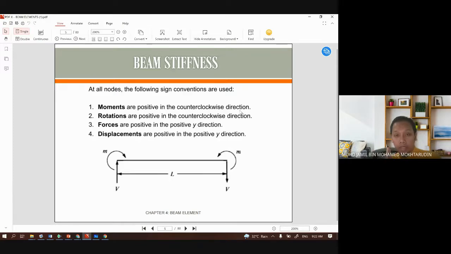To analyze a beam, we need some sign conventions before we can derive the equations. We always assume moments are positive in the counterclockwise direction. So counterclockwise moments are positive, similar to rotation. Counterclockwise rotations are positive, and forces are positive if acting upward, in the positive y direction. Similarly, displacement is positive when acting upwards.